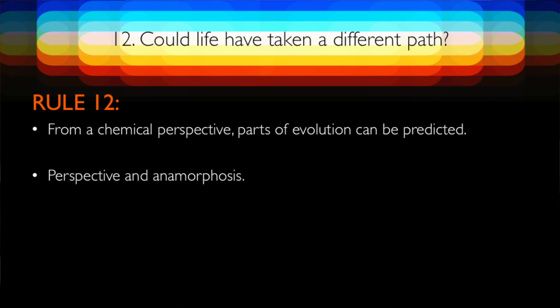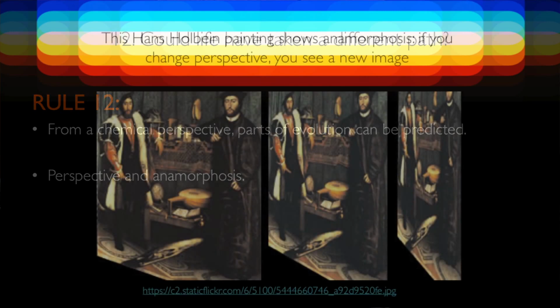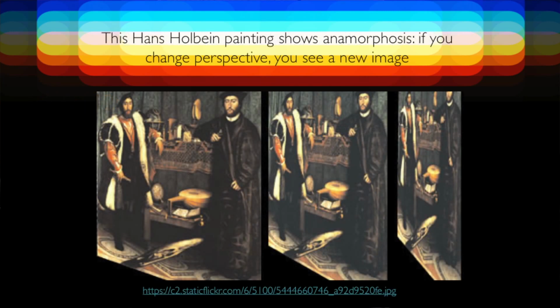So the idea is, from the chemical perspective, I think of the idea of perspective in art and what's called anamorphosis. Anamorphosis is shown in this Holbein painting. If you look at the painting head on, you have this weird smudge at the bottom. You're like, what is that? Until you walk around to the side and you realize, oh, he painted a skull in the painting for his own purposes. For whatever reason he did that, he painted the skull so that you could only see it from a certain perspective. If you change your perspective, you see a new image.